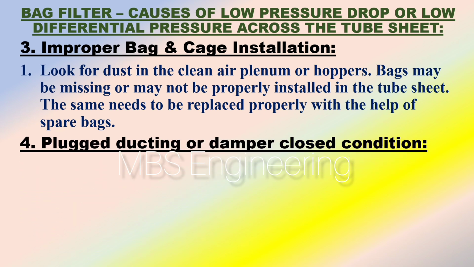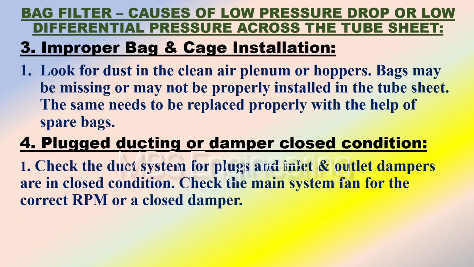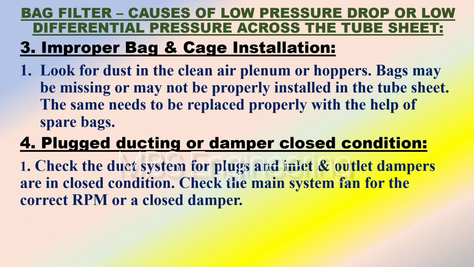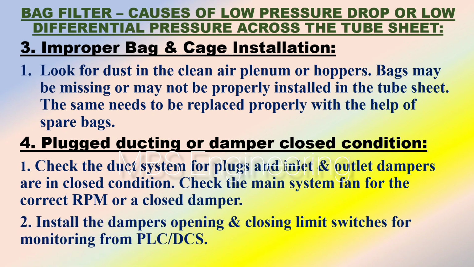Next, one of the main causes of low differential pressure is the plugged ducting or damper closed condition in the bag filter system. Point number 1. Check the duct system for plugs and inlet and outlet dampers are in closed condition. Check the main system fan for the correct RPM or a closed damper. Point number 2. Install the dampers opening and closing limit switches for monitoring from PLC, DCS.